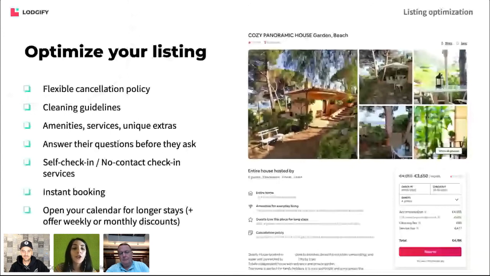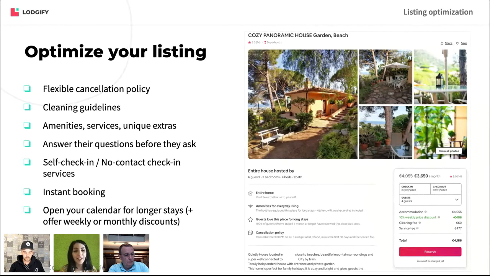Of course, also mention your amenities, your services. If you have anything unique, like for example a gift basket, or breakfast, or even Netflix, mention it on your listing, so that people will probably be persuaded by these extra services. Also, we always recommend answering their questions before they ask. A lot of travelers may have doubts right now. So feel free to add it all into your listing so that they don't have to message you beforehand and they have everything there.